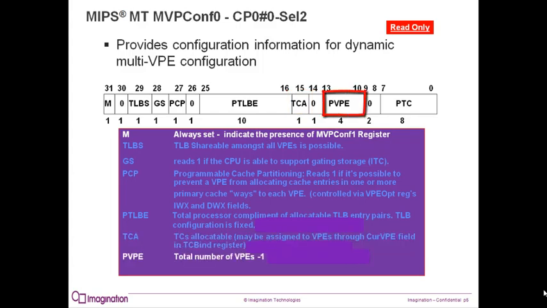Processor VPEs is the total number of VPEs minus 1. The processor TCs is the number of TCs present minus 1. This number can range from 0 to 8.